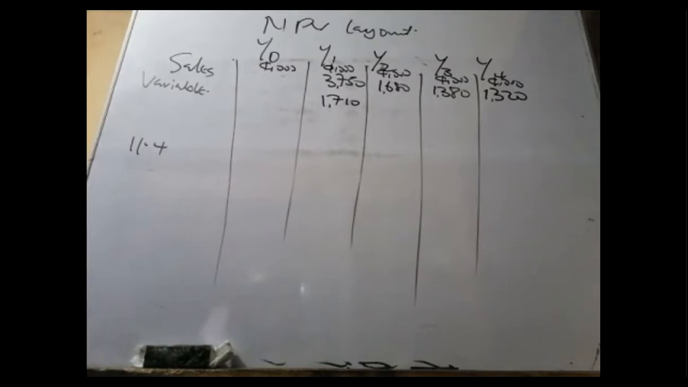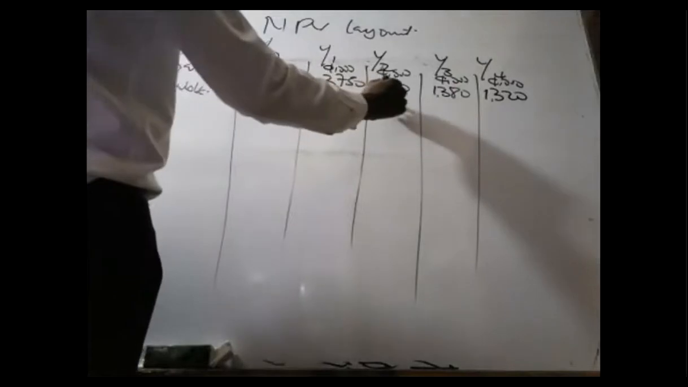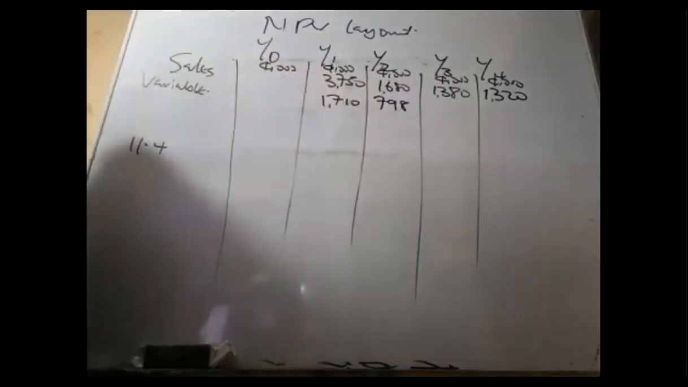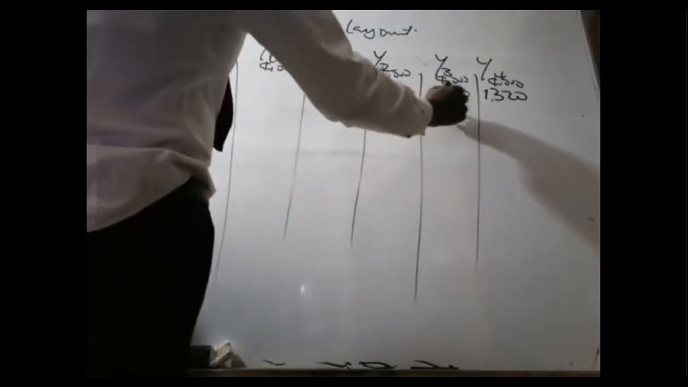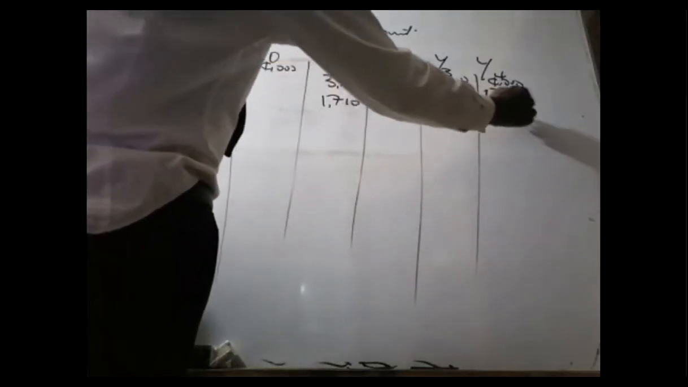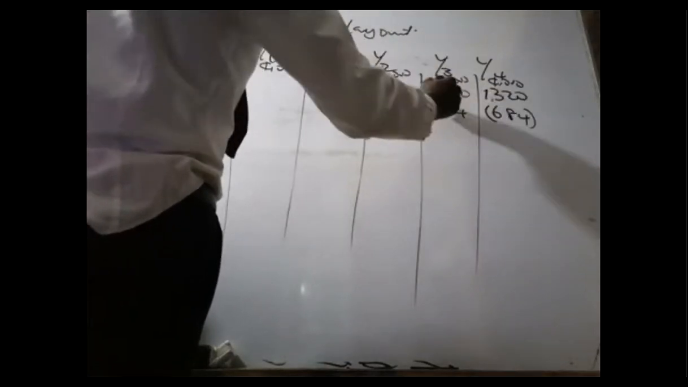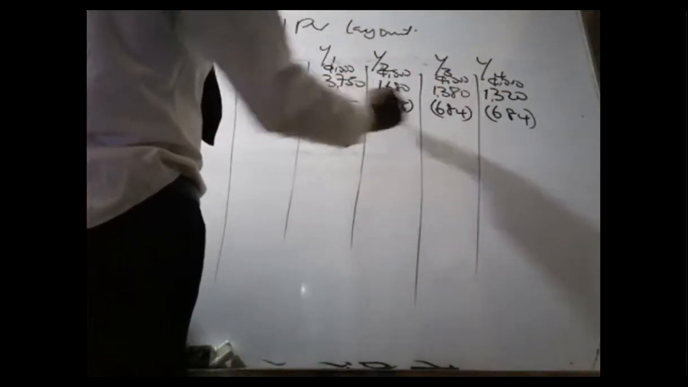Okay, so what about the remaining? Year 2 gives 798. Year 3 and 4 will be the same. That'll be 684, 684. We should put it in brackets.